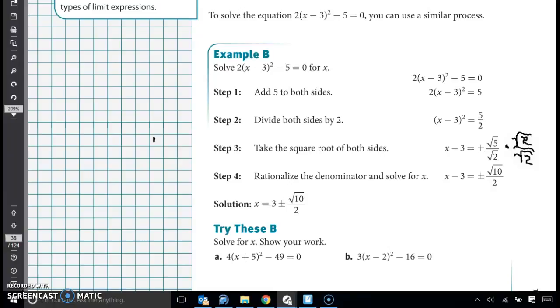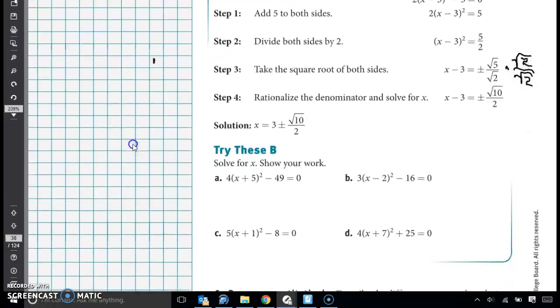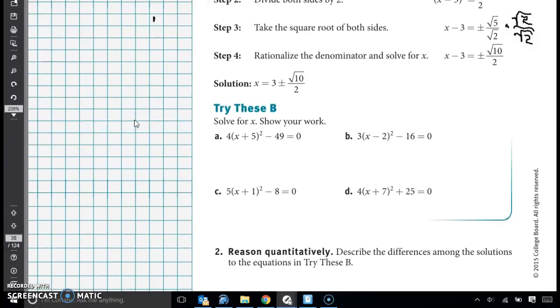Alright, so let's do one. It's one thing to see the steps, but it's good to have the steps listed, and as you're working through, make sure you're checking the steps. Alright, so you're going to add 49.